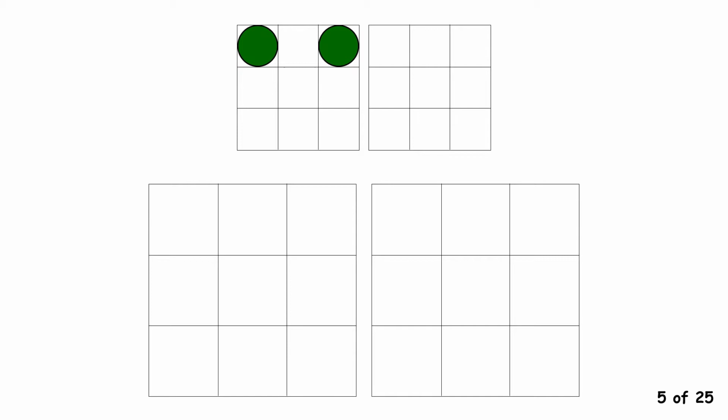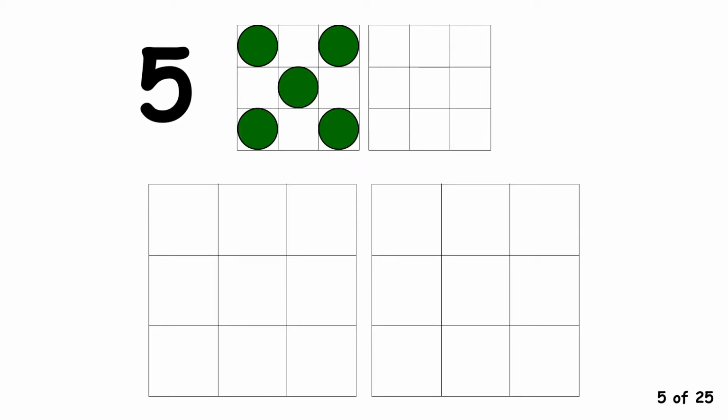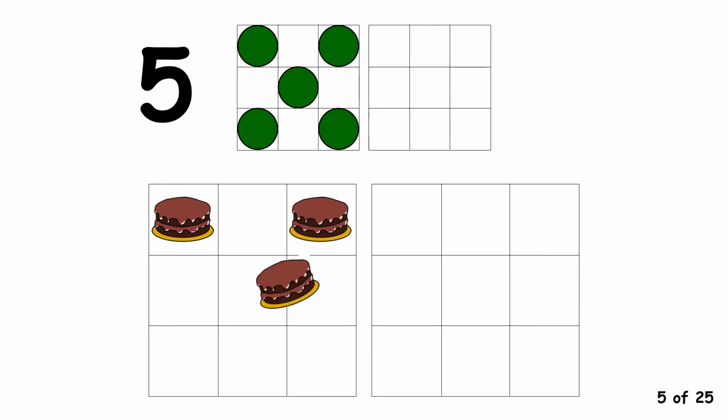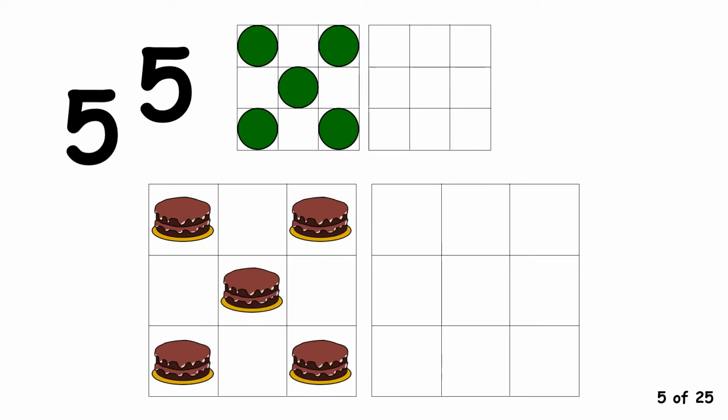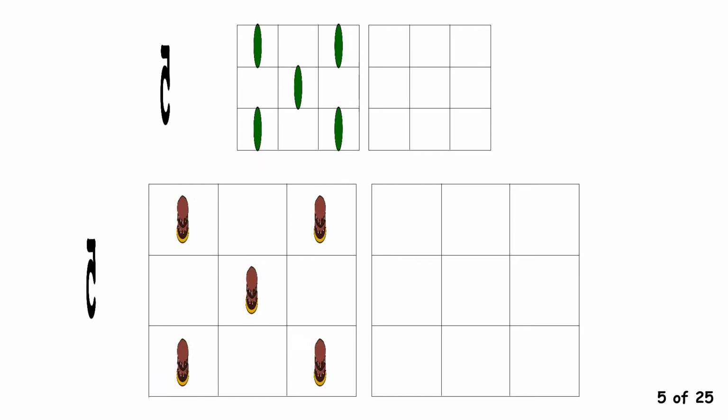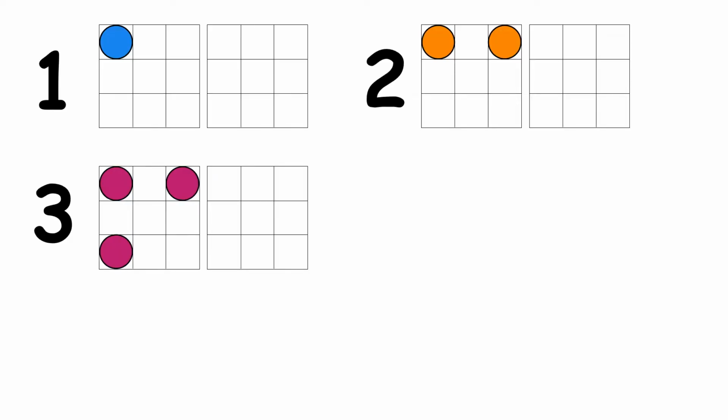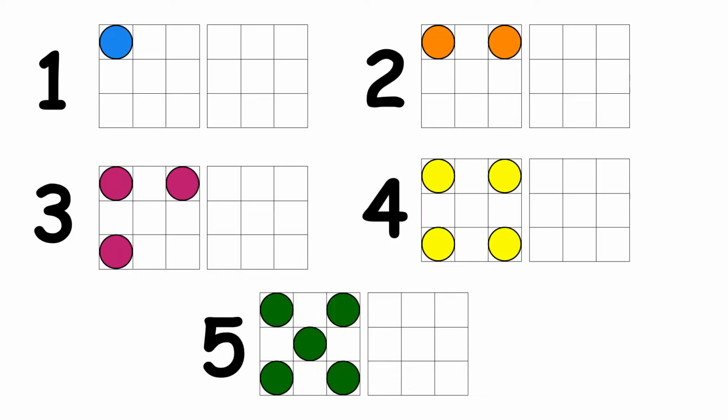1, 2, 3, 4, 5. Okay, here are all the number patterns for 1 to 5. 1, 2, 3, 4, 5. Now let's go through the numbers 1 to 5 once more in order.